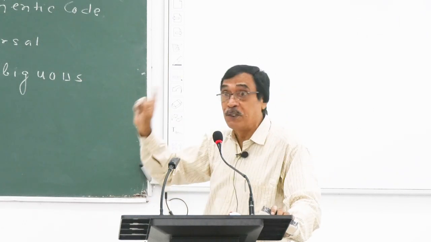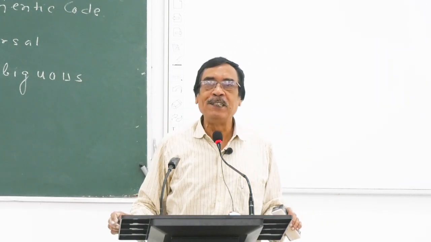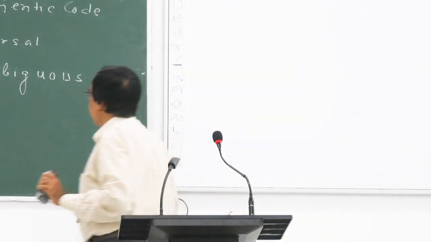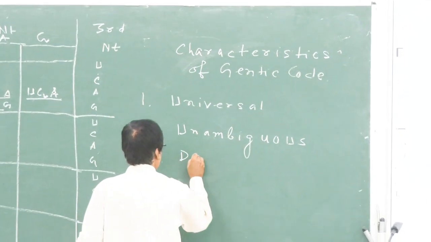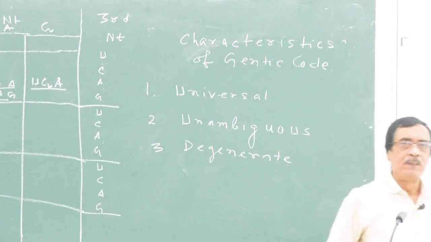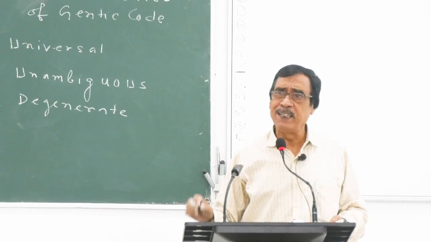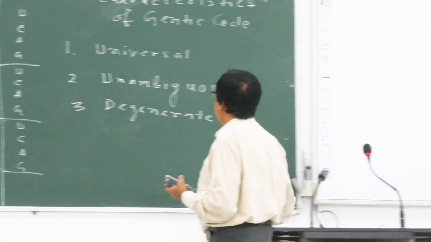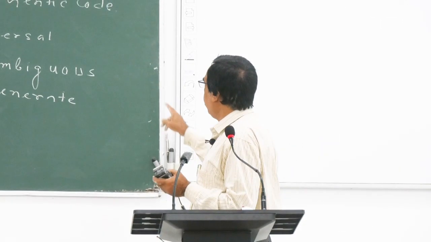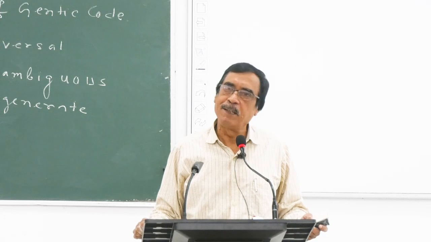First, one codon codes a single amino acid; that is called unambiguity, or the genetic code is unambiguous. The second version of my statement is degeneracy: the genetic code is degenerate. Unambiguity and degeneracy should be clearly understood. Unambiguity means one codon is meant for one amino acid, and degeneracy means for one amino acid there may be several codons.